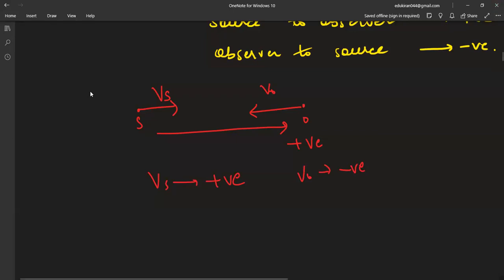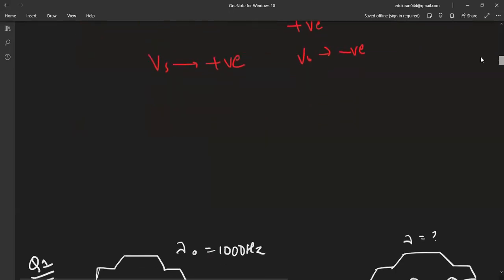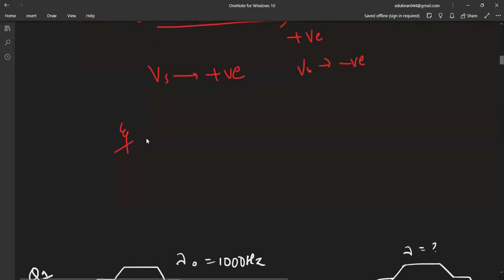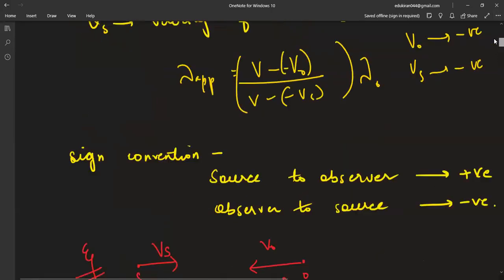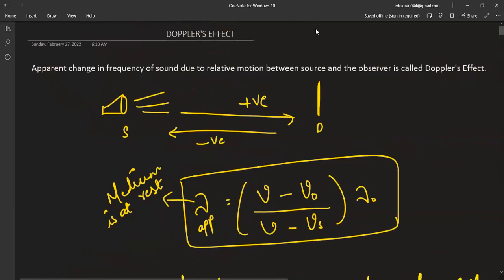Suppose different examples can be there. One can be at rest. Many questions are there where your observer is at rest. One more example. Suppose this is the source, this is the observer. Source is moving in this direction. Observer is also moving far away. That will decrease it. Source to observer, positive. So here Vs will be negative and Vo will be positive. We'll see a question also. First, write it down. Doppler's effect.